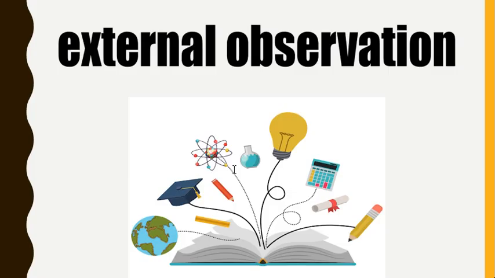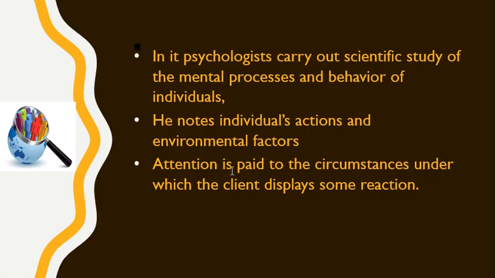The second type of observation is now, the first was introspection, now we come to external observation. What is external observation? The second important method of collecting information in psychology is external observation. The first method of observation was introspection, and introspection was self observation. The second method is external observation.